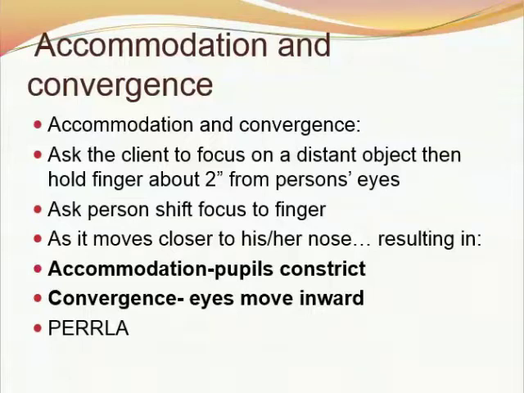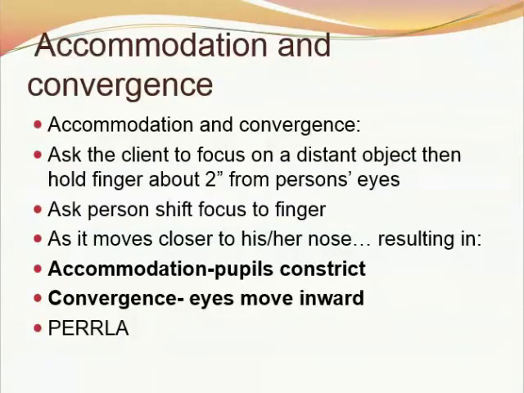Second comes the accommodation and convergence test. It is done by asking the client to focus on a distant object, then holding a finger about 2 inches from the client's eye, and asking the client to shift focus to the finger as it moves closer to his or her nose. This test results in accommodation. In accommodation, pupils constrict, and in convergence, eyes move inward.